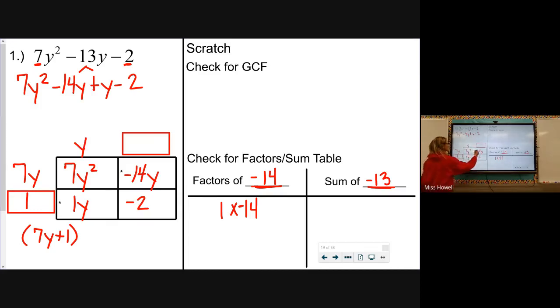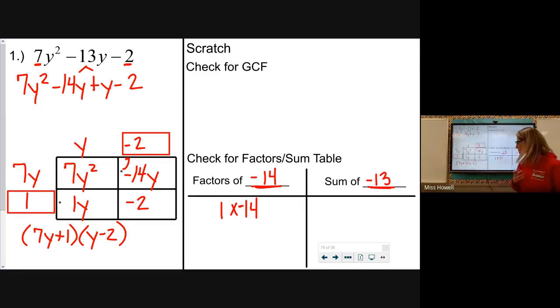All right, our star block here is negative, so bring it out automatically. All right, negative 14y and negative 2 have a common factor of negative 2. So our other factor here would be y minus 2. So in this case, we end up with a linear binomial factor of 7y plus 1 and a linear binomial factor of y minus 2.